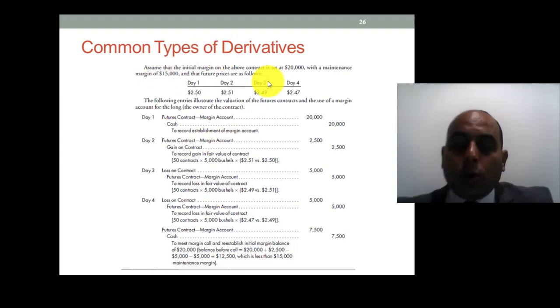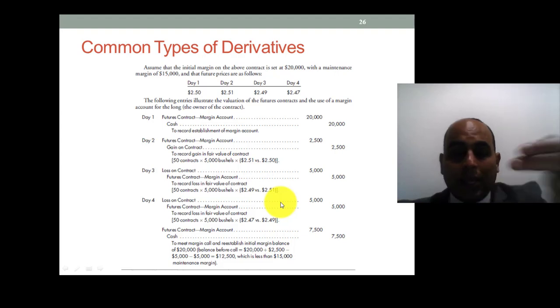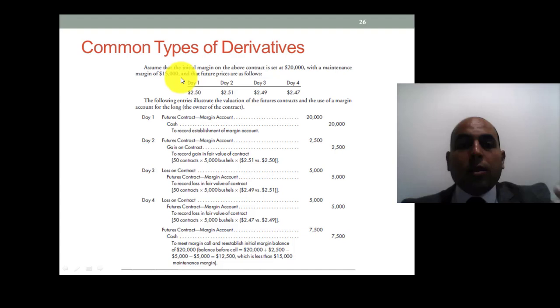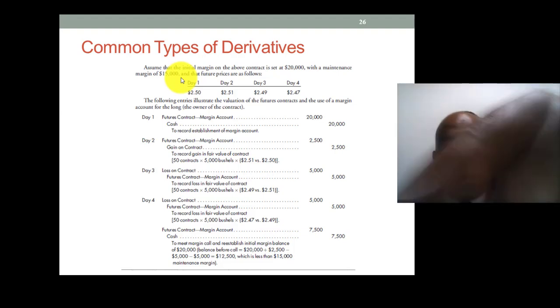Here, look, on the day of acquiring it was 20,000 and increased by 2,500. 22 became to be 22,500 and declined by 10,000. So the balance of a future contract in our books is 12,500. It's less than 15,000, as we agreed in the agreement with maintenance margin of 15,000. When the future contract margin account became less than 15,000, you have to re-establish it. You have to re-maintain it by adjusting it to be 20,000, the amount of agreement.